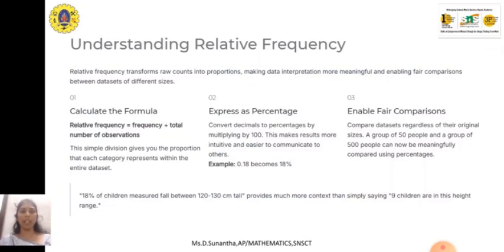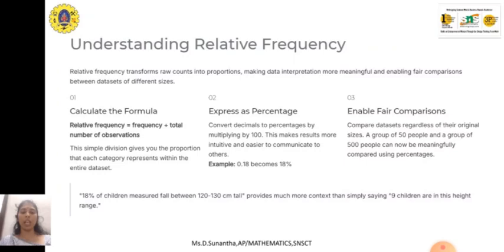Next, understanding relative frequency. The relative frequency transforms raw counts into proportions, making data interpretation more meaningful and enabling fair comparisons between data sets of different sizes. So the next one is calculate, the formula. So relative frequency is equal to frequency divided by total number of observations. Next, express as percentage, which converts decimal to percentage by multiplying by 100. This makes results more intuitive and easier to communicate to others.